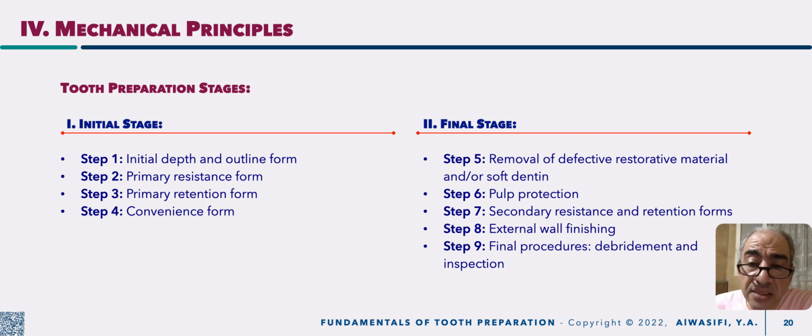At this step number 5, you may finish your preparation if it is an initial or moderate carious lesion. But for an extensive carious lesion, you need to go forward for the other steps: pulp protection, secondary resistance and retention, external wall finishing, and the final procedure of debridement and inspection.